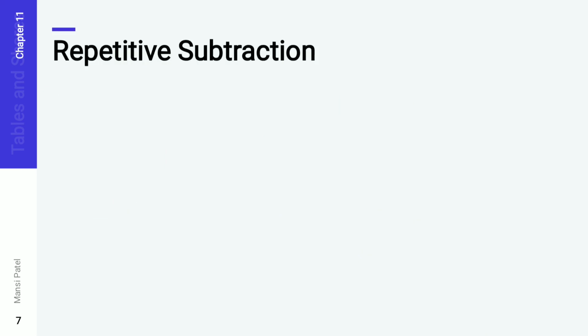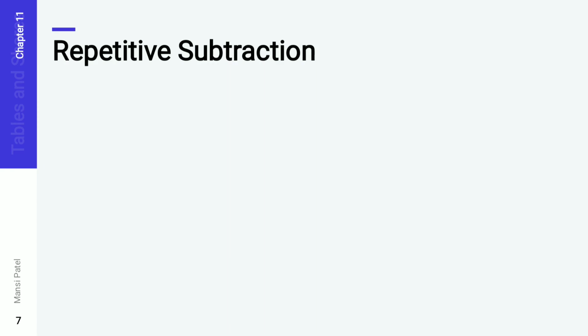Now, our next topic is repetitive subtraction. As you know already, multiplication is the process of repetitive addition, whereas division is the process of repetitive subtraction. In this repetitive subtraction, you have to continuously subtract one number from the answer of the previous subtraction.